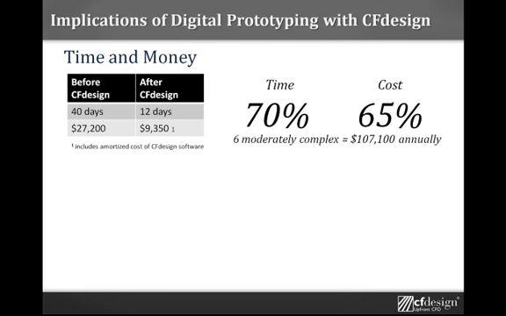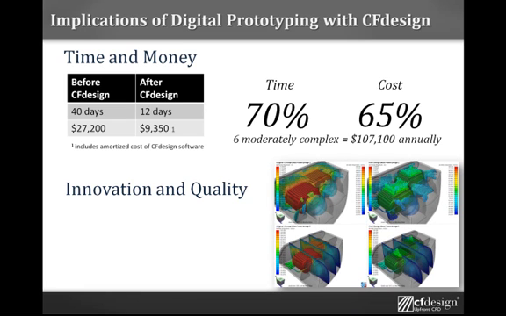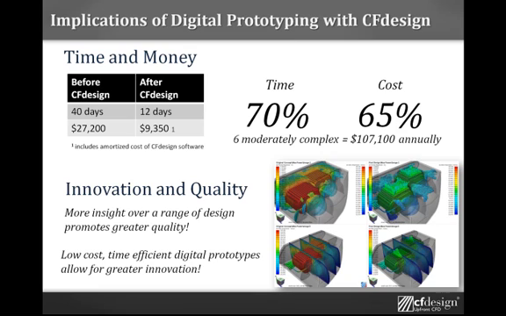So if we take 6 moderately complex projects that you do per year, you could save over $107,000 annually. And that $107,000 includes the cost of the CFdesign software. Innovation and quality are also affected when you implement digital prototyping with CFdesign. CFdesign allows for more insight over a range of designs, allowing greater quality products. Low-cost, time-efficient digital prototypes allow for greater innovation in the design process.